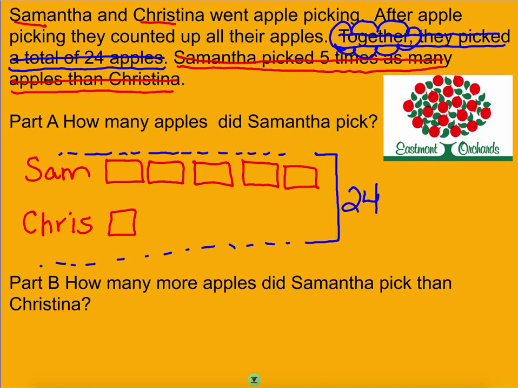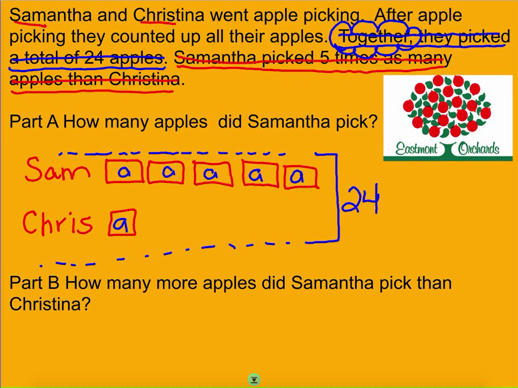Now basically the problem will be solved the same way. It's just that the bracket moved. So now you're going to say, oh, I still have a whole bunch of empty boxes. And then we're going to use a variable to represent the unknown value. So let's use A for apples. So we'll do A, A, A, A, A, A.